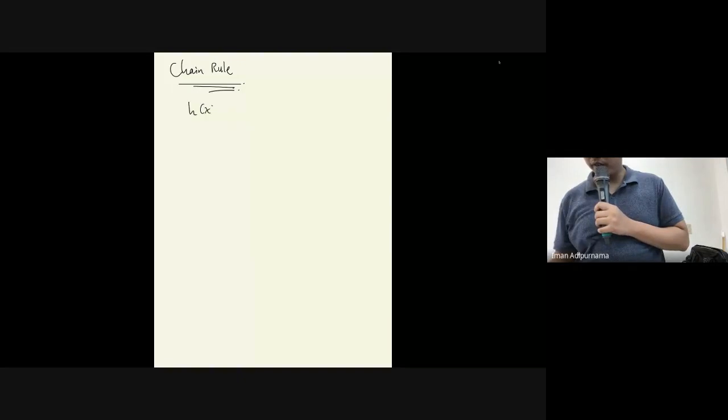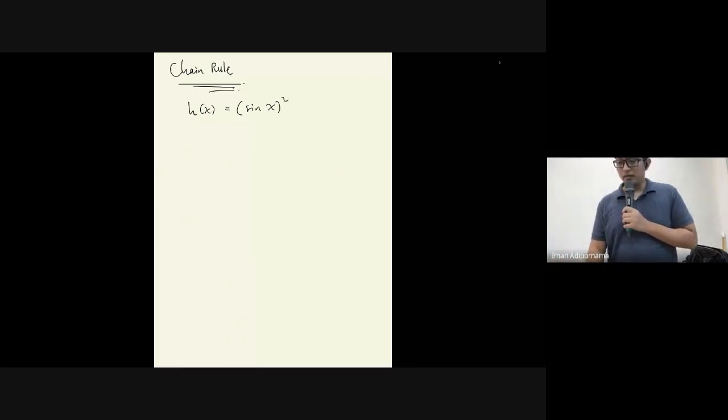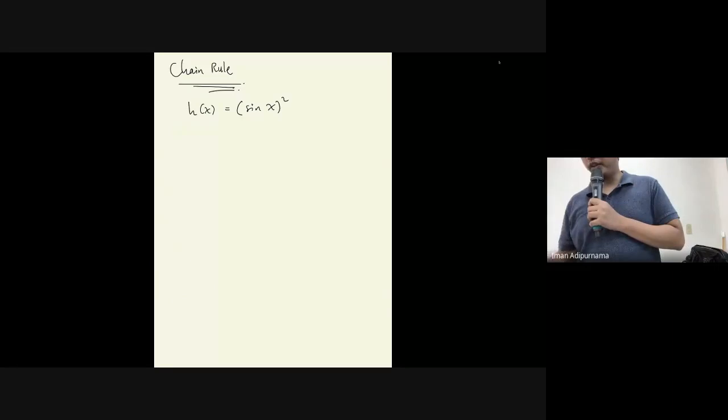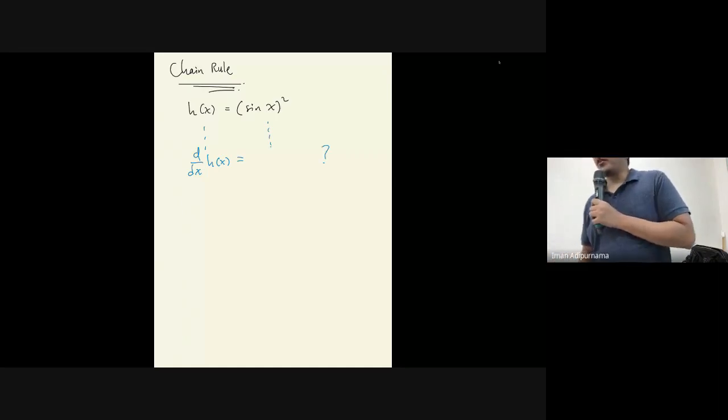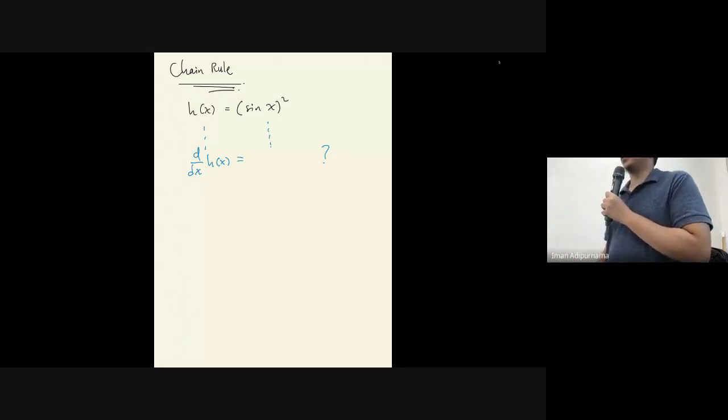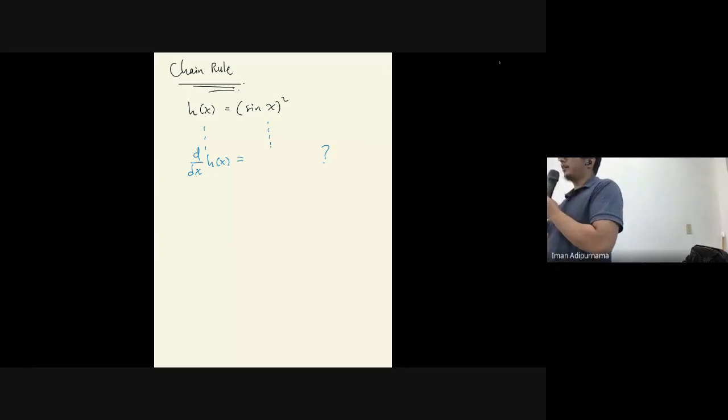Okay, chain rule. Let's just say we have the function h. Let's say this is sine x squared. Okay. I just want to know whether you are already familiar or not with the chain rule. What is the first derivative of the function h? So you have sine x and then squared. And what's the first derivative? Any idea?